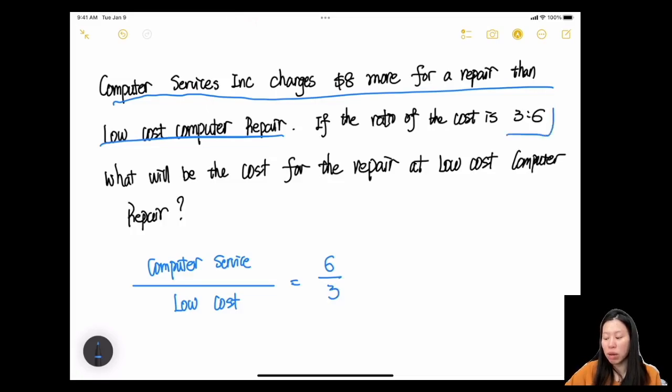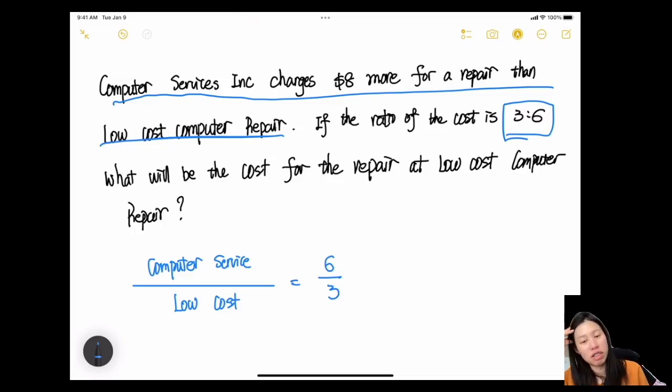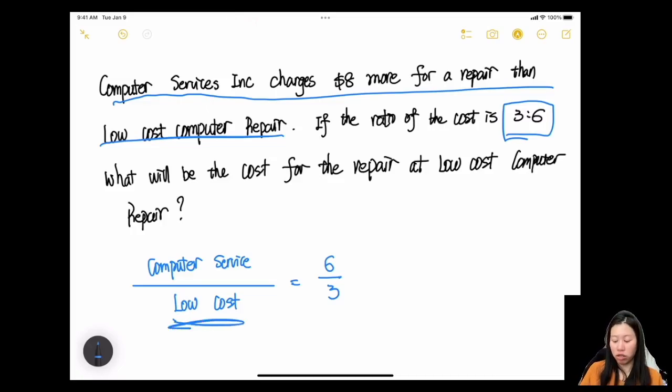Okay, I know that here it writes 3/6, but why do we need to do 6/3 instead of 3/6? Because the first sentence tells you that the computer services charge more. That means the bigger number should relate to the computer services, and the smaller number should be in the denominator, since it's the low cost.